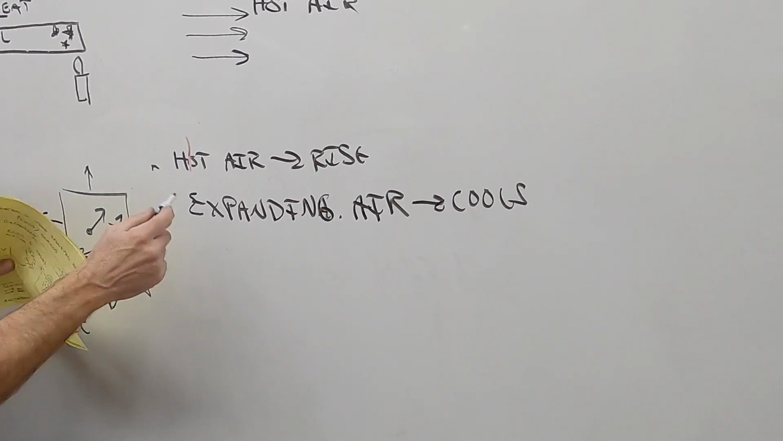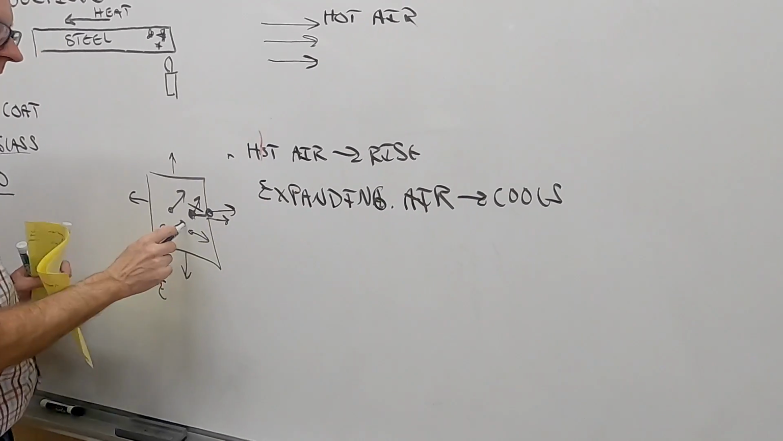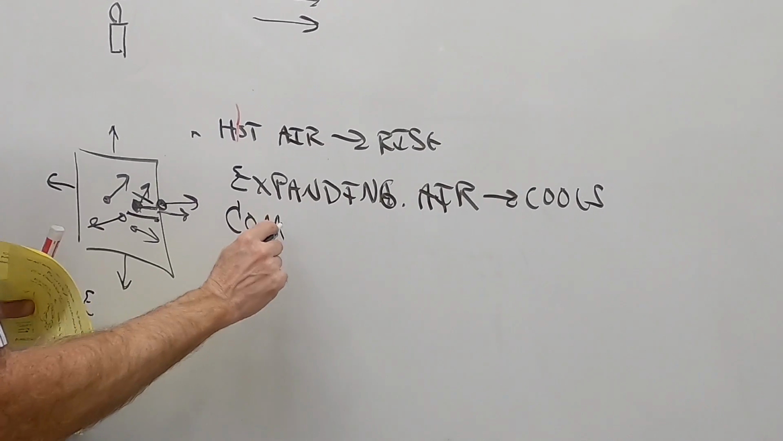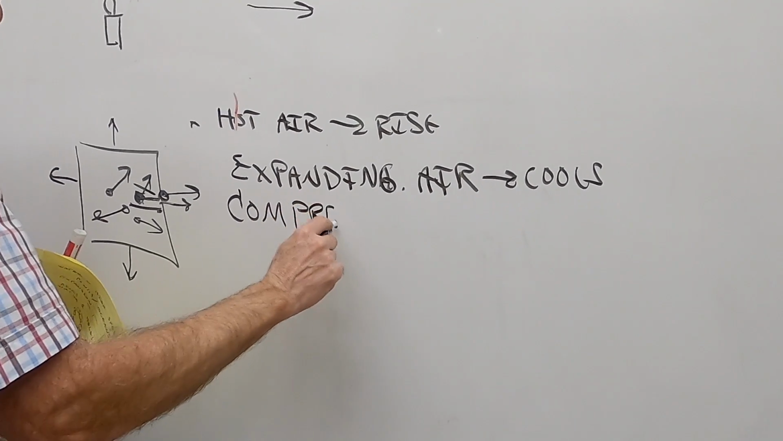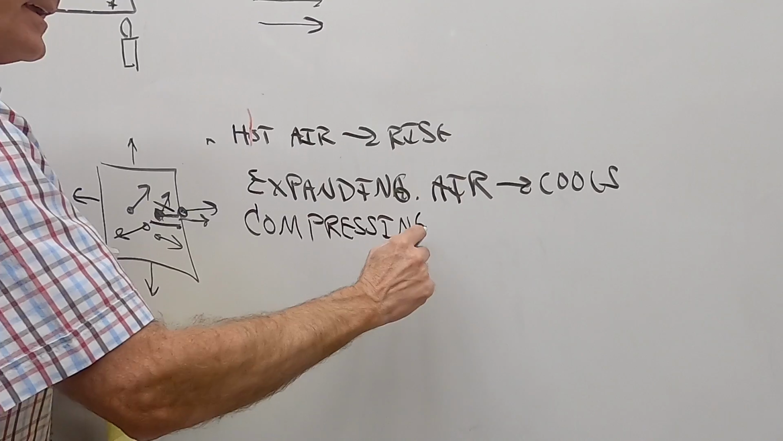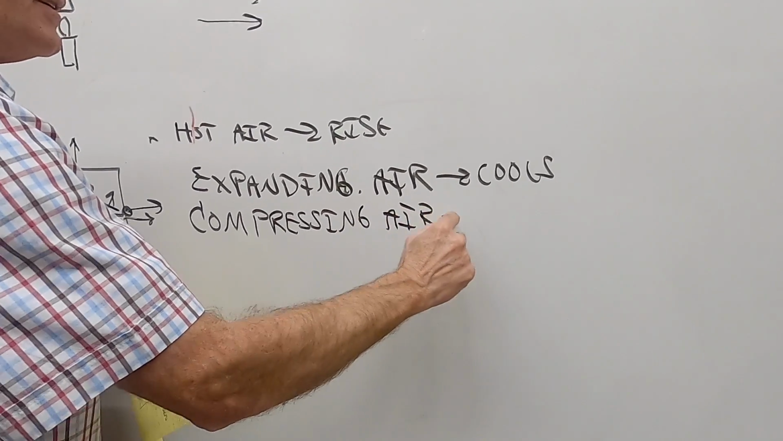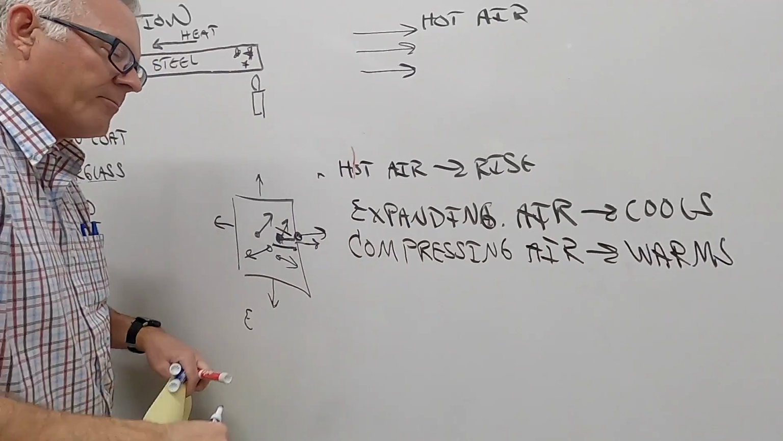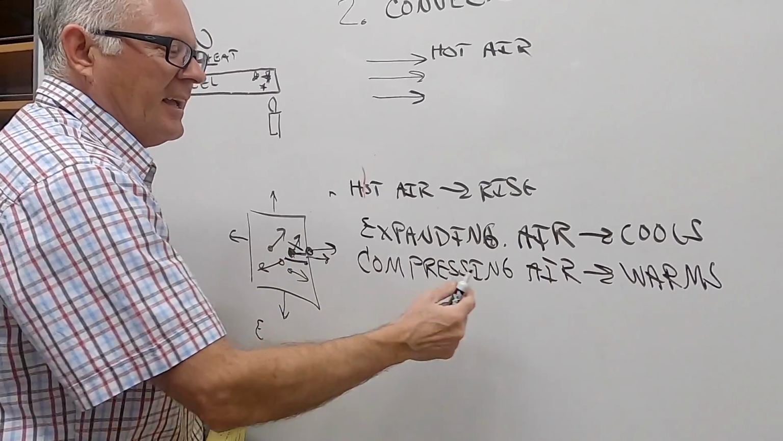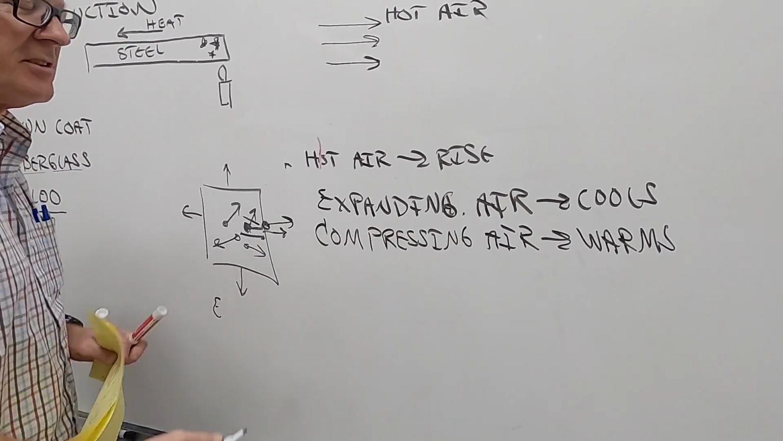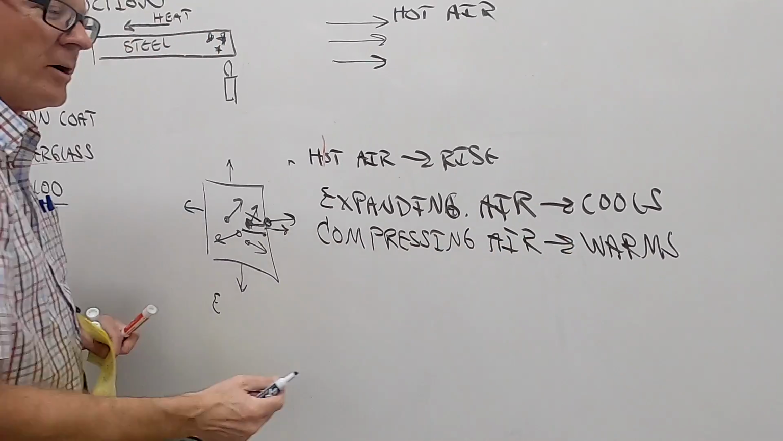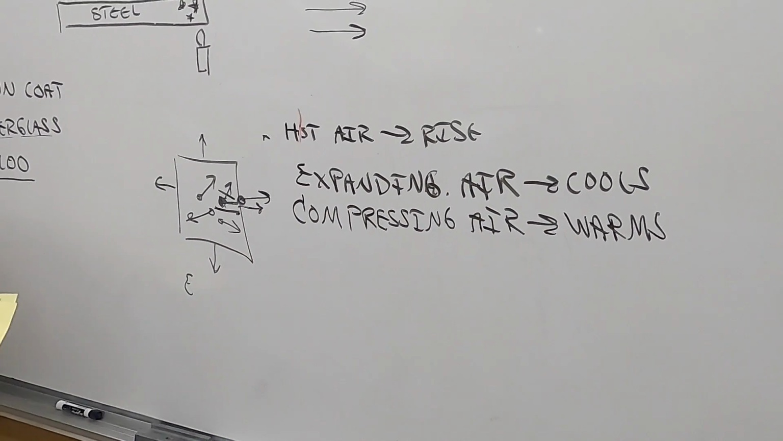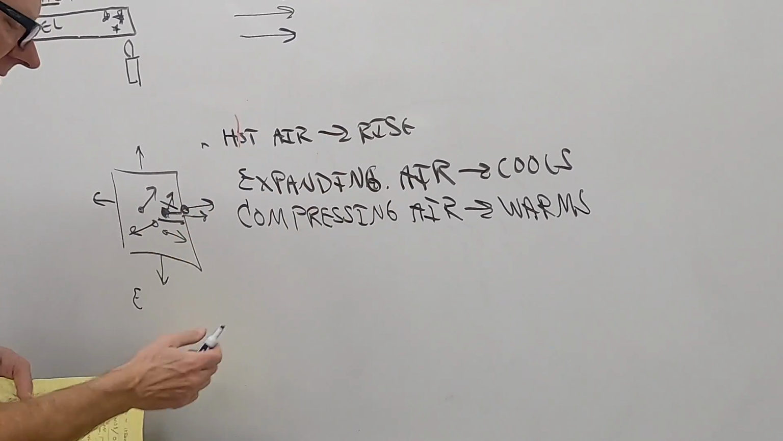The opposite, compressing air: if the walls come in and you hit a wall coming at you, you're going to speed up. So compressing the air heats it up. Compressing air warms. If you've ever felt a bicycle pump after you pumped up your tires, it feels warm. Just the pump would feel warm. So compressing air warms, expanding air cools, and hot air rises.